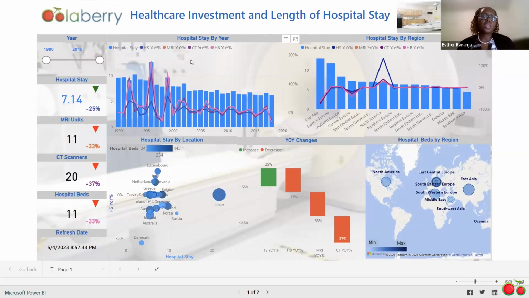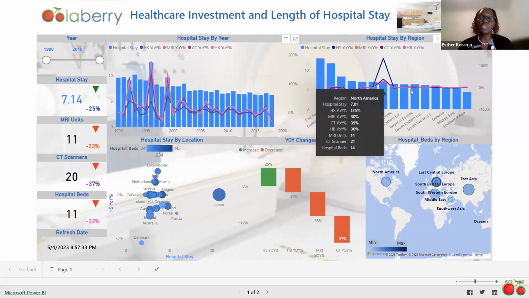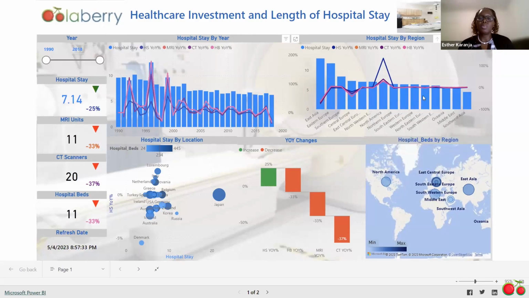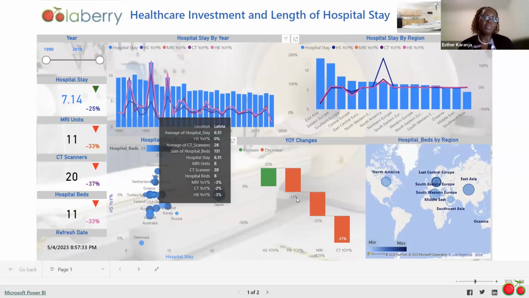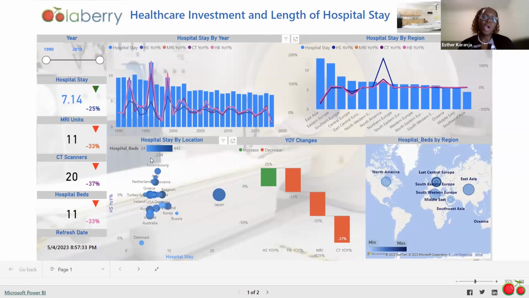My first chart here is hospital stay by year, and it compares how long people had to stay in the hospital each year. The second one compares hospital stay by region, so it compares different regions and how many days people had to spend in each hospital. Then we have hospital stay by location. This is a scatter plot, where the size of the bubble represents the hospital stay and the color represents how many beds. So the darker the color, the more beds.